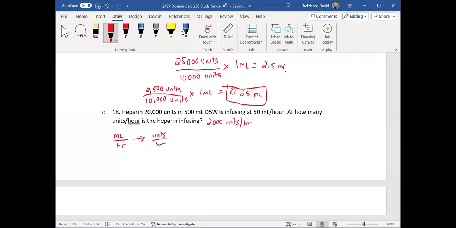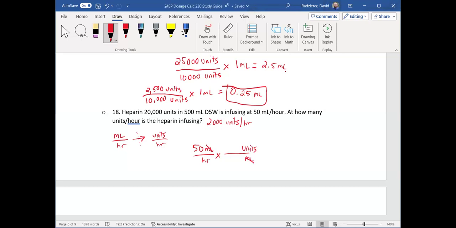So I just need a way to convert milliliters to units, and I can do that with my IV bag. I start off with the patient's 50 milliliters per hour. Before I do anything else, I ask, what am I trying to get rid of? Milliliters. And what am I trying to convert it to? Units. Same thing we've been doing when we converted units per hour to milliliters per hour. We're just doing it in reverse now.